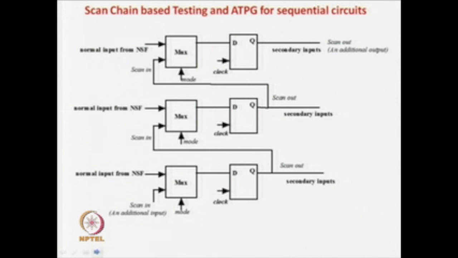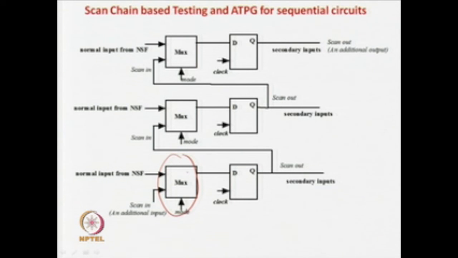Let us see how it is done, and if it is doable, then the problem is solved. What he said is that I will have a very special kind of flip flop, the same flip flop, but he will put a multiplexer before it. That is the only thing he required to make this whole problem solvable. So with each flip flop, he is adding a simple multiplexer.